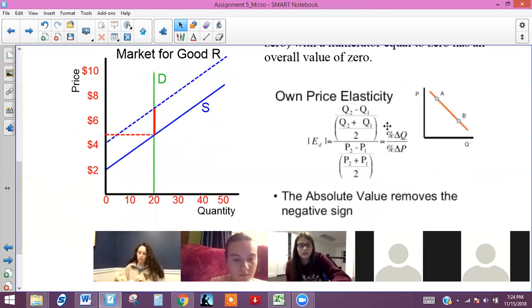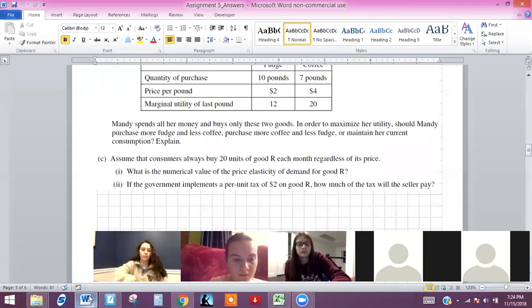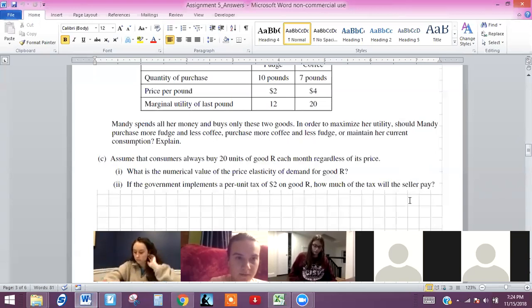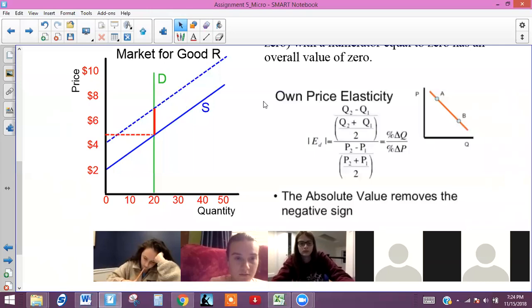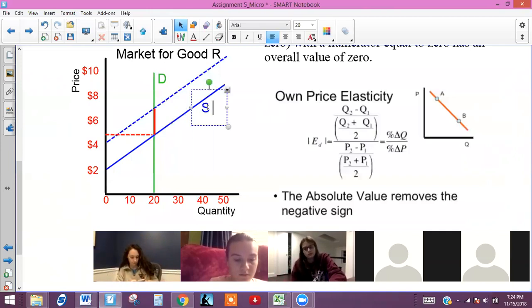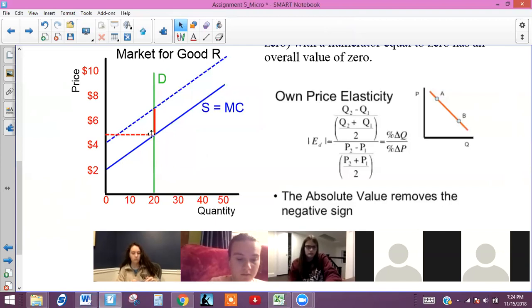Now, it's asking you, if the government implements a per unit tax of $2 on good R, how much of the tax does the seller, the producer, pay? Well, you don't have to draw this graph, but I just drew it so you could see. In the actual exam you don't have to, but I would do it because it's good practice. So you've got this vertical demand curve, and then you've got this per unit tax, which is going to shift the supply, or we could also say the marginal cost curve, to the left. So you get a difference right here of $2.